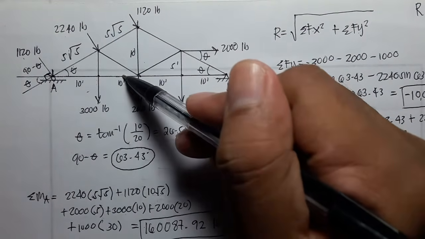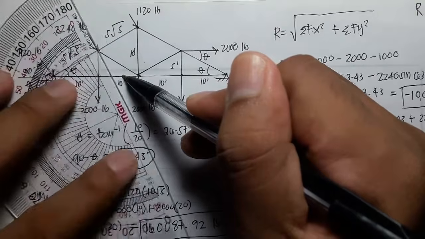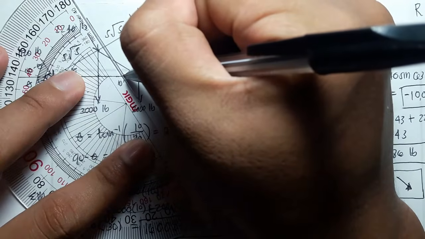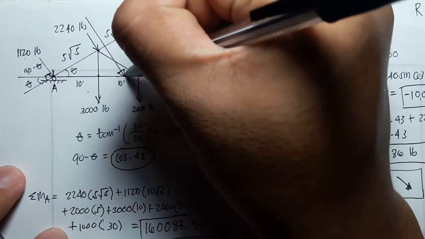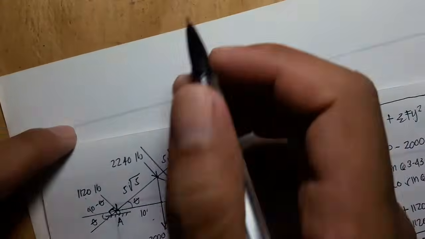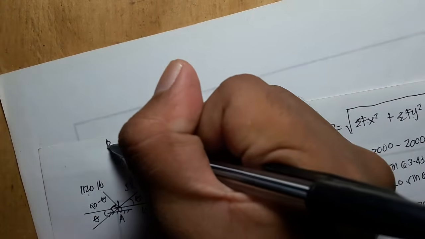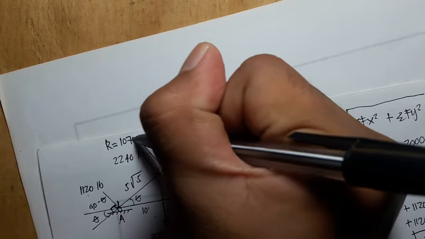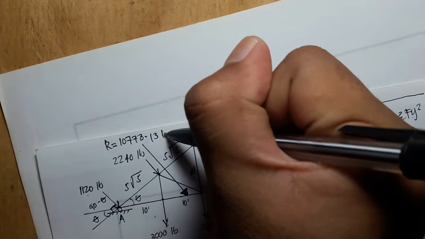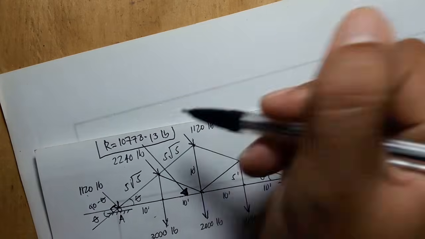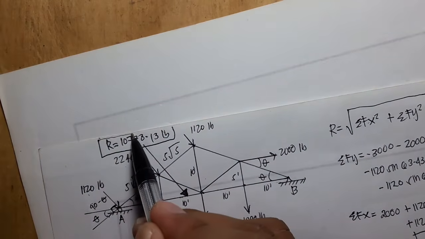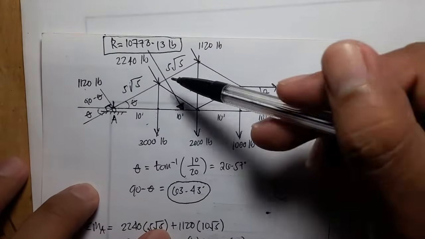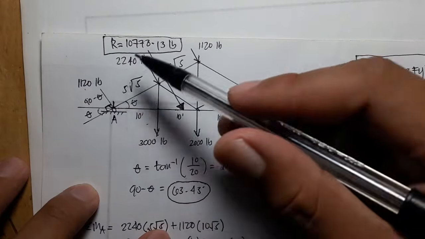So 15 may be here. Basically our resultant will fall here or intersect on this point. So this is the R of 10,778.13 lb. So this is our resultant for this truss. It is downright, 16 feet to the right of A.